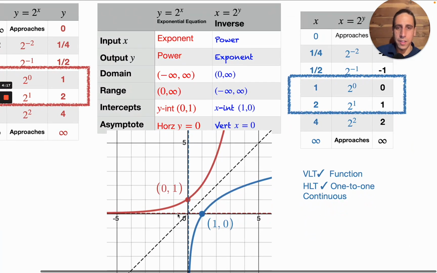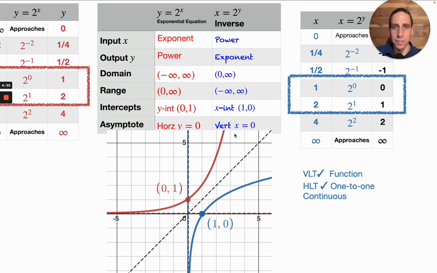When we take the inverse, everything gets flipped over the line y equals x. Y and x used to be in different places, and now they got interchanged. Because of that, everything that was horizontal becomes vertical, and everything that was vertical becomes horizontal.